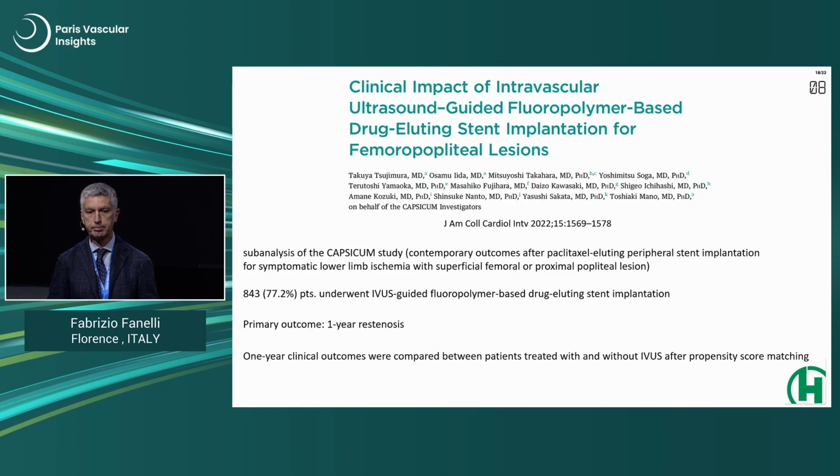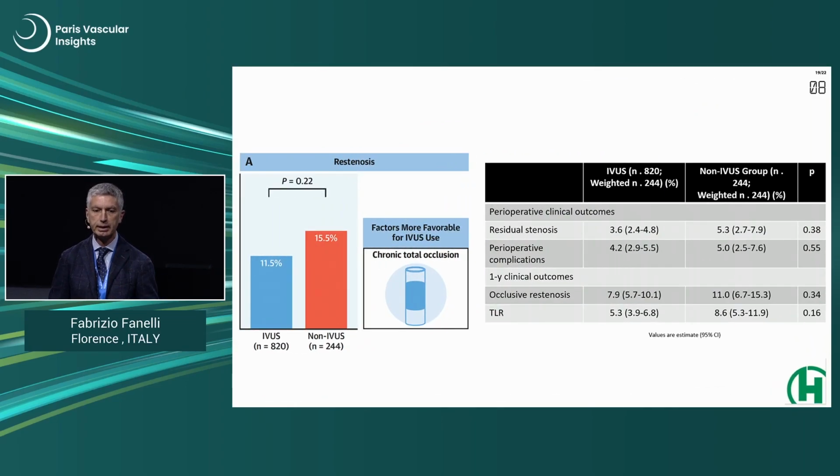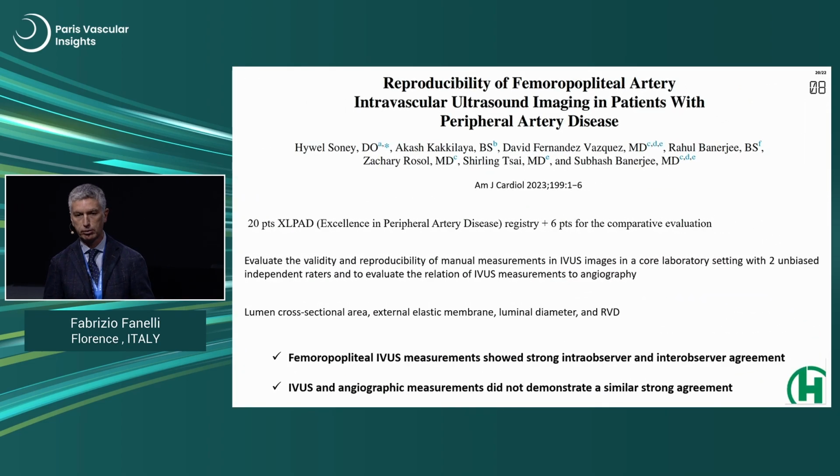This is another paper that evaluates the IVUS in the sub-analysis of the CASPiCUM study. You see more than 800 patients that were evaluated with IVUS, looking at the 1-year restenosis rate. And you see here the big difference when you compare IVUS patients and those patients where the treatment modality was selected without the IVUS. So all this information stresses the concept that I can invest a little bit more money in my procedure because then I can save money later during the follow-up, but also I can improve the quality of life of patients.